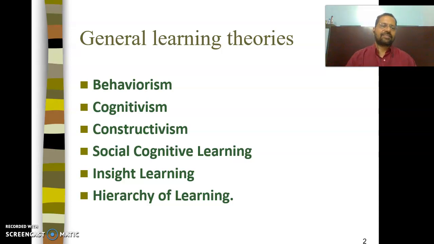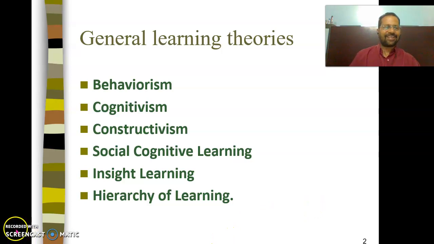Insight learning, by Gestalt theorists, speaks of the sudden flash of insight. Learning happens not in an incremental way, not by trial and error, but it is incidental. It is insight, a sudden flash of insight. And we have the hierarchy of learning theory by Robert Gagne, who spoke about 8 stages. Only if you pass one stage, you can go to the other. So, in this video, I am trying to compress all that we have to learn from various theories.